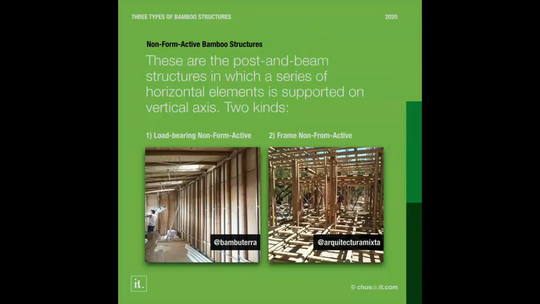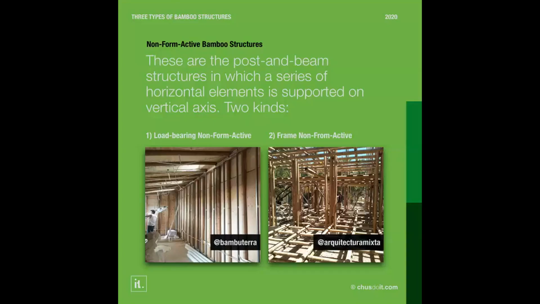The non-form-active structures are post and beam structures in which a series of horizontal elements are supported on the vertical axis. There are two kinds of non-form-active structures: the load-bearing wall structure and the frame structure. The load-bearing wall structure carries the floor and roof weights, usually positioned parallel to one another at approximately equal spacing. However, irregular plan forms are possible. One typical example is the social housing of Colombia using the traditional technique Bajareque.